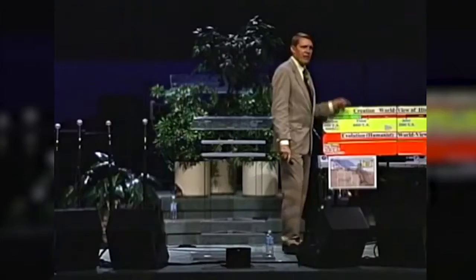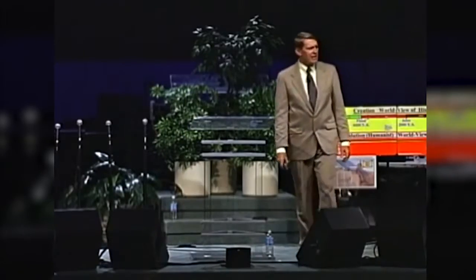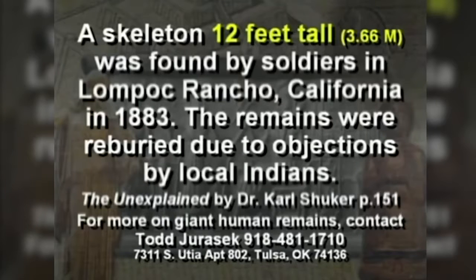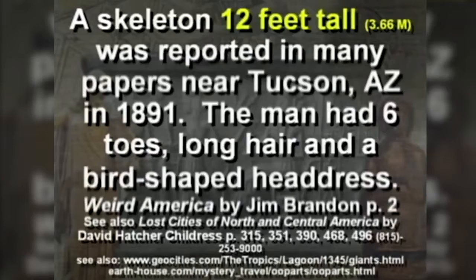We're evolving. Ye shall be as gods. You're getting better. Could it be the truth is exactly the opposite? People were much bigger before the flood, and now we're getting worse? And maybe they're trying to hide that. A 12-foot skeleton found in Lompoc Rancho, California. Another 12-footer found in Tucson, Arizona. The guy had 6 fingers, 6 toes, and a bird-shaped headdress.